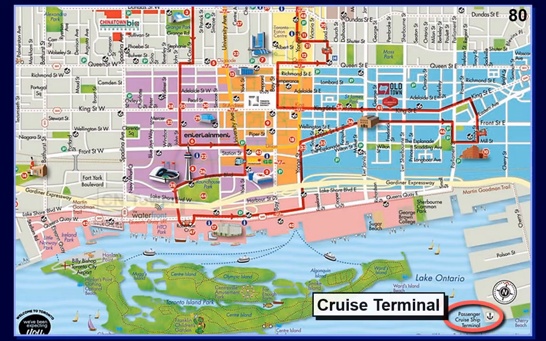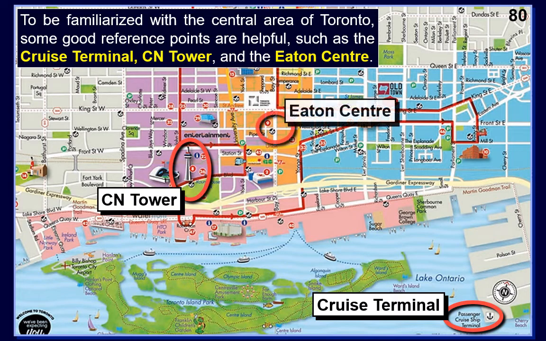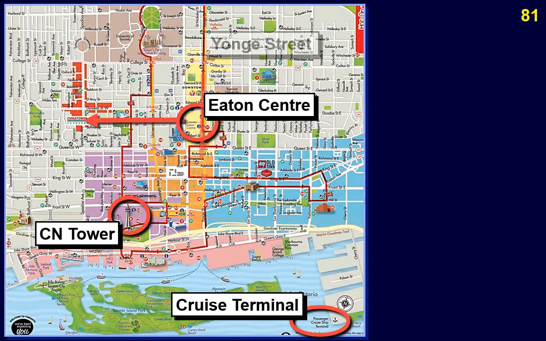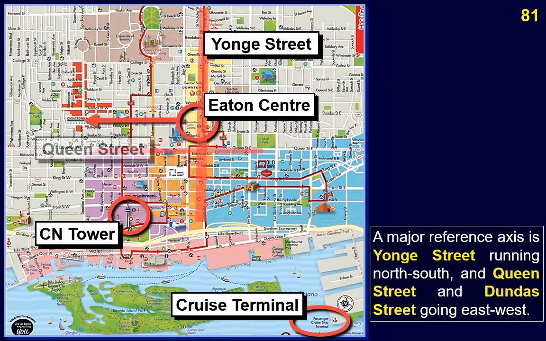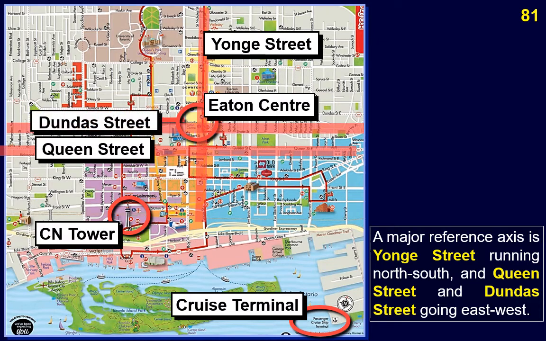To be familiarized with the central area of Toronto, some good reference points are helpful, such as the cruise terminal, CN Tower, and the Eaton Centre. A major reference axis is Yonge Street running north-south, and Queen Street and Dundas Street going east-west.